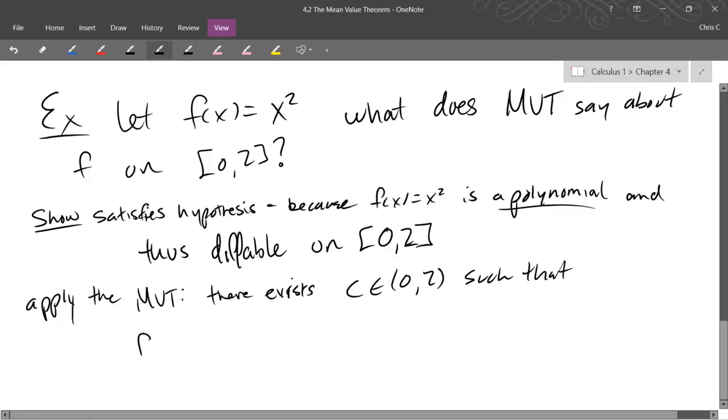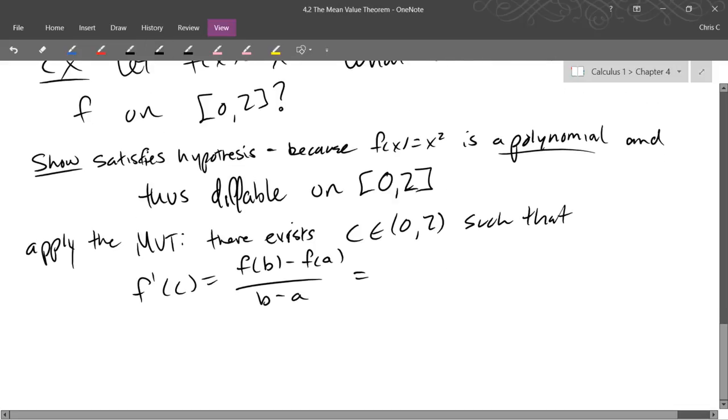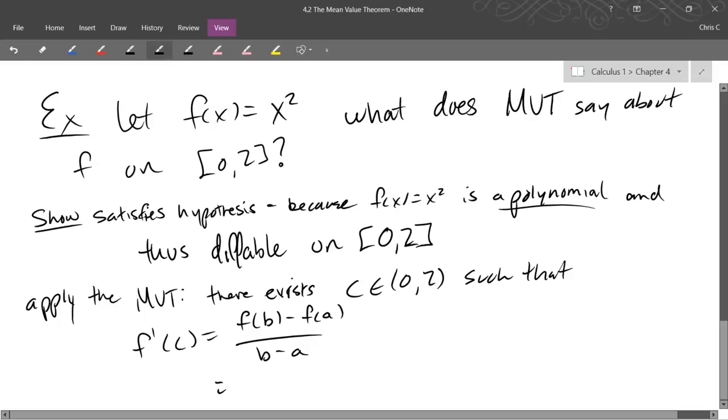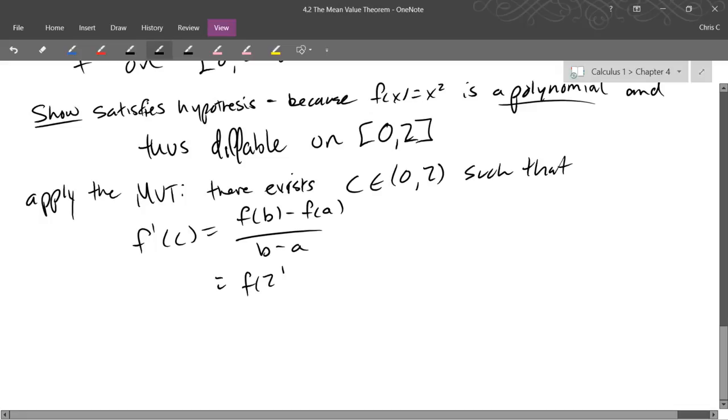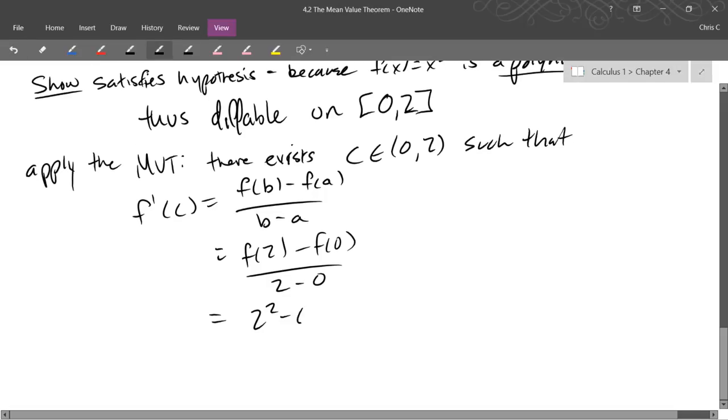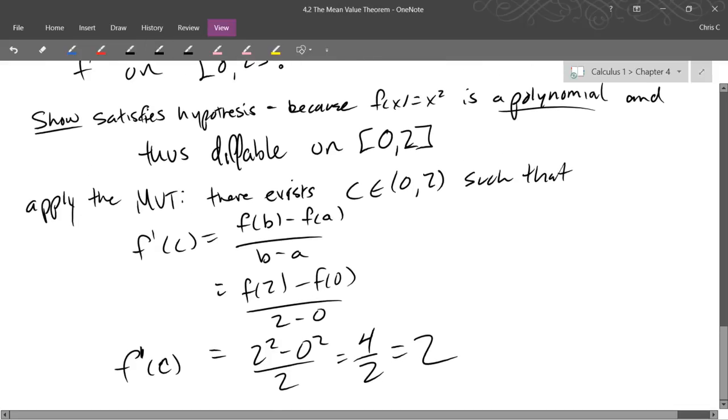All right, so there exists a c such that f prime of c equals, I'm going to write it out with b's and a's right now, and we'll switch to 2's and 0's in a second. So f of b, so f of 2 minus f of 0 over 2 minus 0. This is the square function, x squared, so we get 2 squared minus 0 squared over 2. So this theorem says there is a point whose slope is 2. So there is a c in (0, 2) such that f prime of c equals 2.